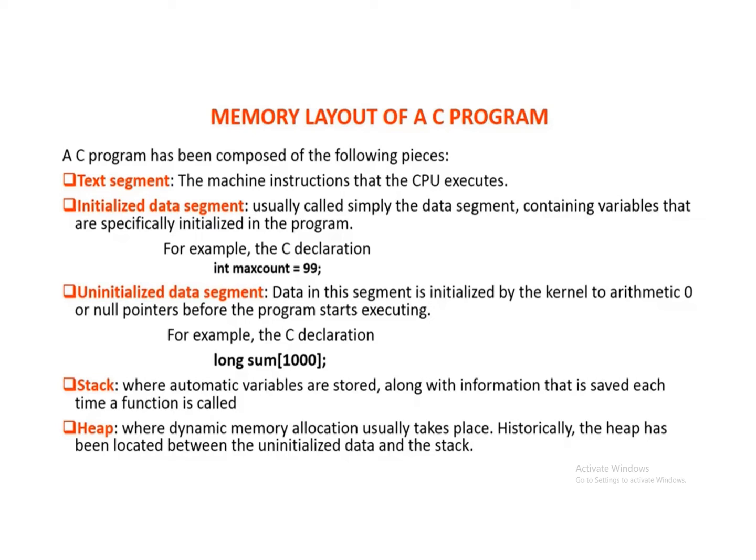Then next is the stack, where automatic variables are stored. So in the stack the automatic variables will be stored. Those will come under your stack segment. Then the heap is there. The heap is where dynamic memory allocations take place. So the dynamic memory allocation variables will be stored in the heap. Historically, the heap has been located between the uninitialized data segment and the stack segment.